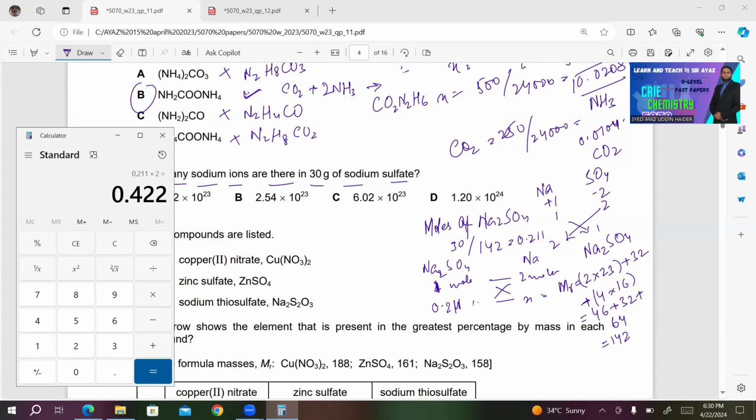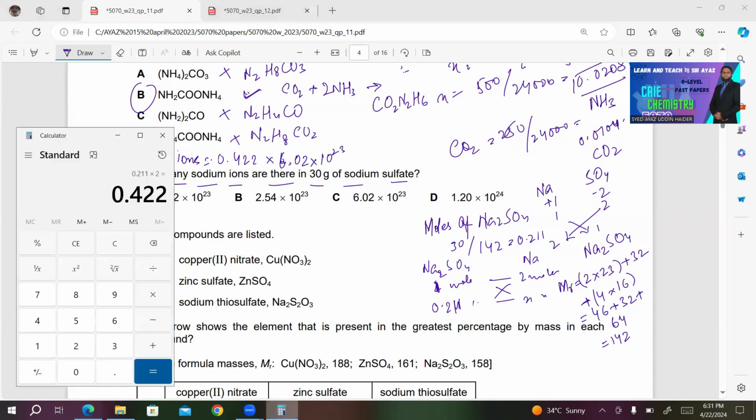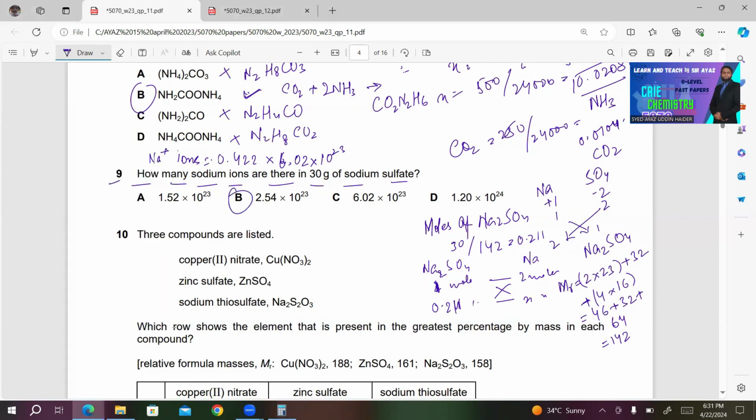So 0.422 moles multiplied by 6.02 into 10 raised to power 23. What we will get? 0.422 multiplied by 6.02 gives 2.540 into 10 raised to power 23. So B must be the right answer in this case.